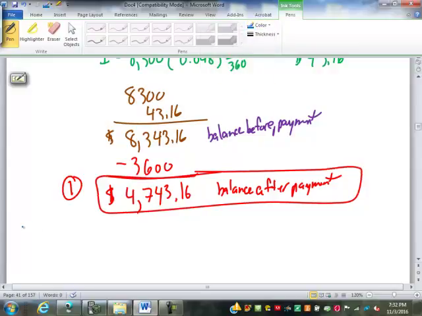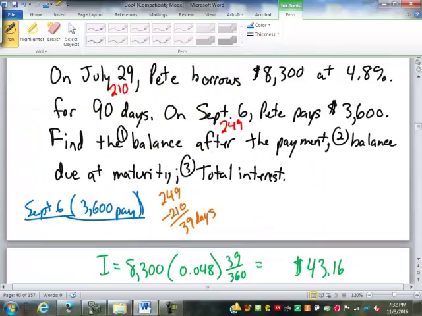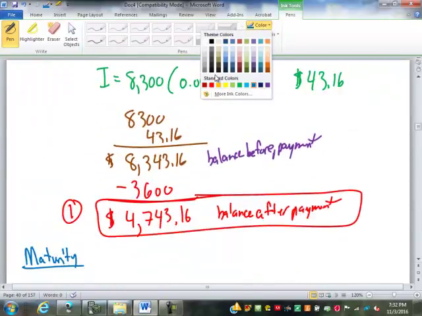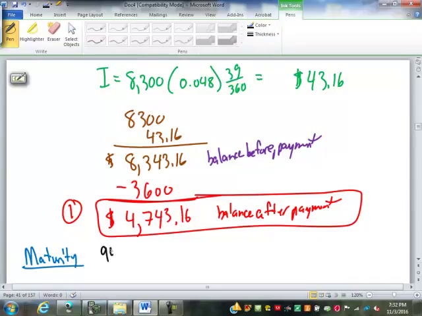What's our next action? Maturity. Well, our next action on the account is maturity. So now we're going to find our days. It's 90 days and we've used 39. So it's 51 days left.